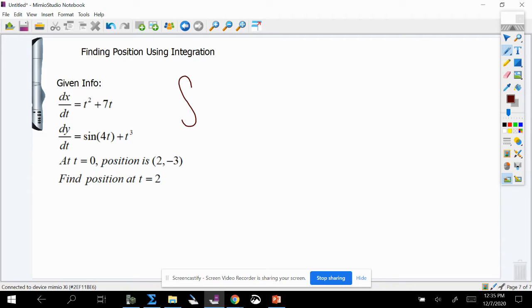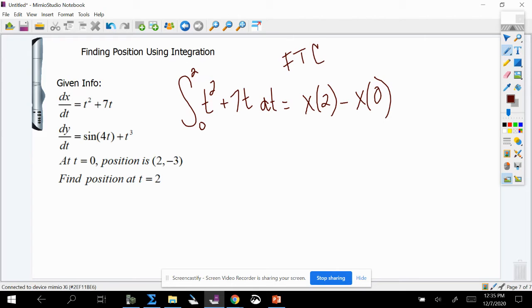So here's what I know. I know that if I integrate my dx/dt, so if I integrate t squared plus 7t, I'm going to get the original x value, which will be my position of x. So I'm going to take what I know and what I need and make that be my boundaries. I know the x position at 0. I know it's 2. I don't know the x position at 2. So I'm going to set up my definite integral like that. That's going to give me my position at 2 minus the position at 0. This is the fundamental theorem of calculus. The idea that when you integrate, you get top minus bottom. So my top boundary is 2 and my bottom boundary is 0.